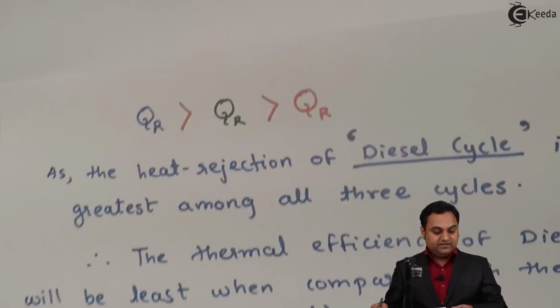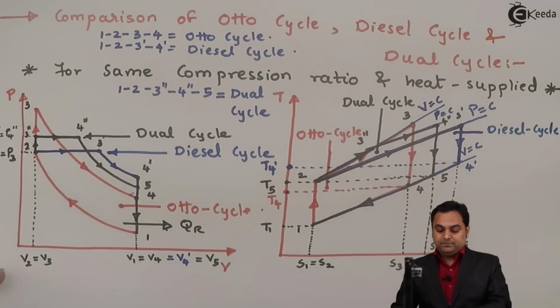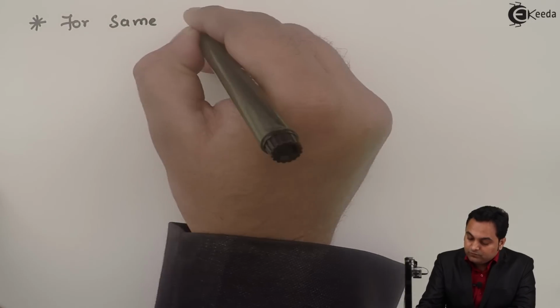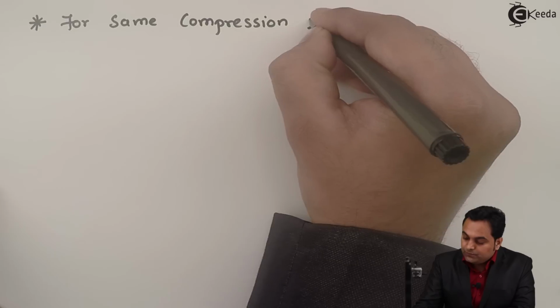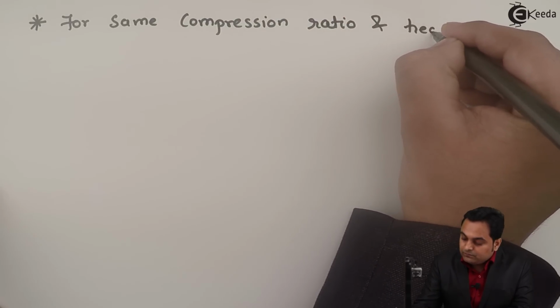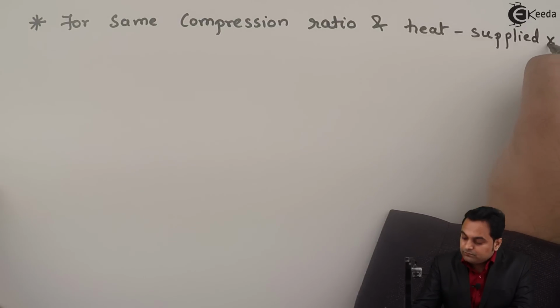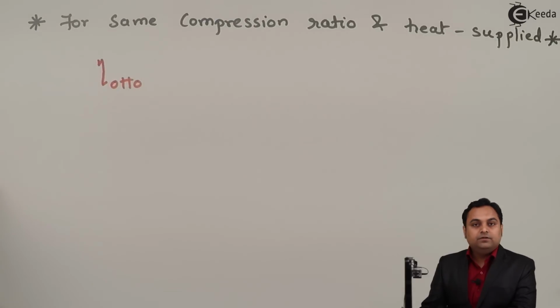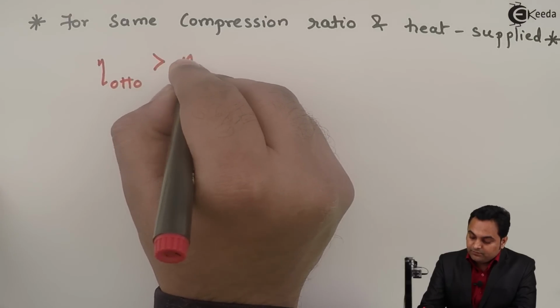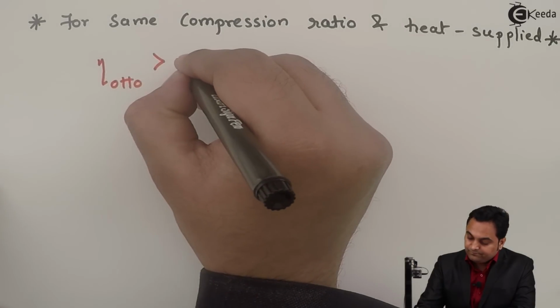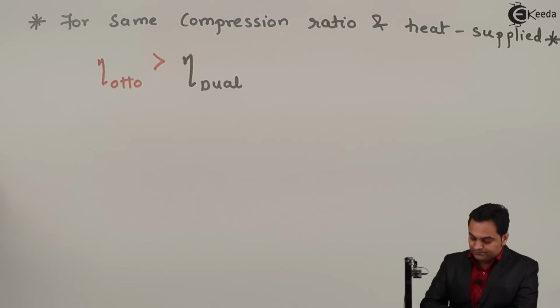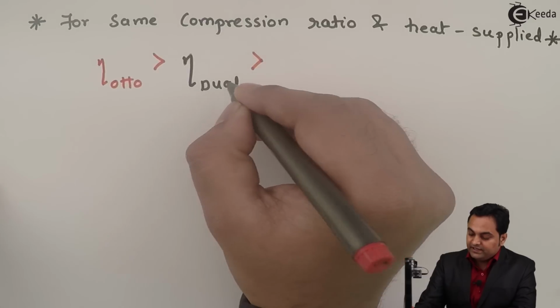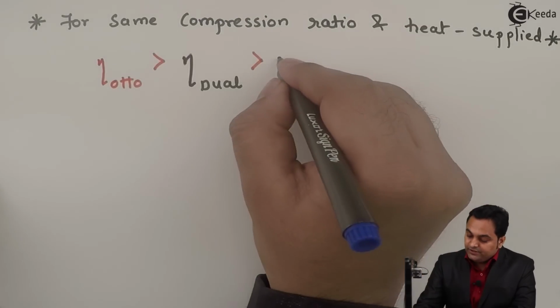So here finally I will say that from the comparison which we have seen, for the same compression ratio and heat supplied, the thermal efficiency of the Otto cycle will be greater than the thermal efficiency of the dual cycle, and the thermal efficiency of the dual cycle will be greater than the thermal efficiency of the diesel cycle.